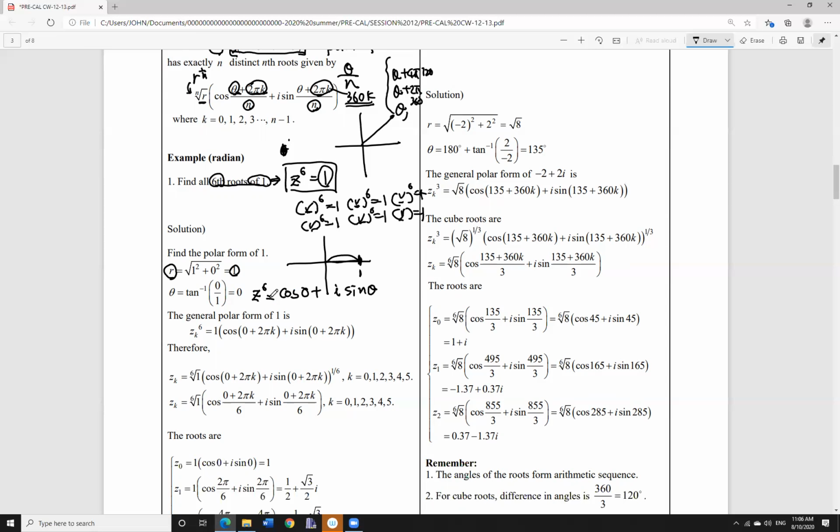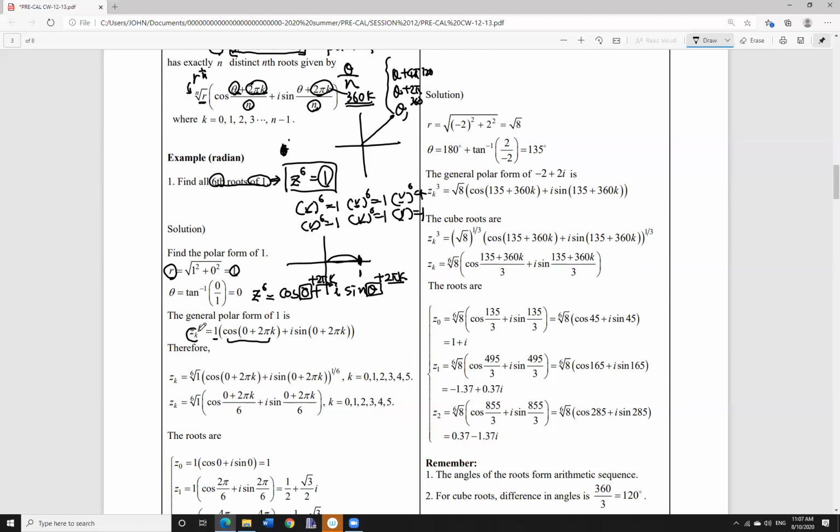But the idea is we need to express this angle in general form. How can you generalize? Plus 2 pi k, and plus 2 pi k, right? That's step 2. So the magnitude of 1 is 1, and inside, the general angle: cosine of 0 plus 2 pi k, and i sine of 0 plus 2 pi k. That's it. Can you do that?